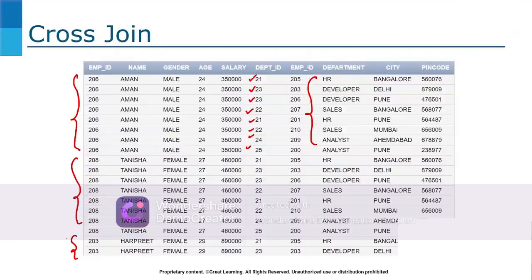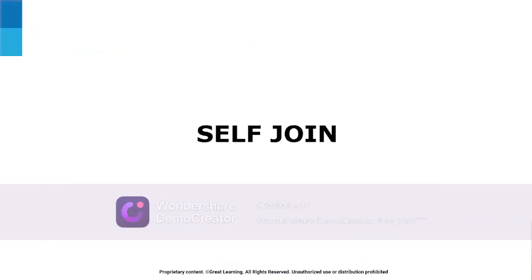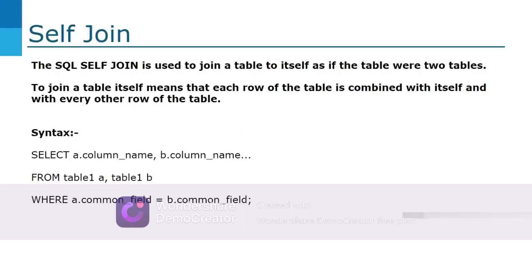This example certainly doesn't look good when you talk about cross join, but we have other examples which will explain why we use cross join. The next one is self join, and this is the last one. Let's understand how self join actually works. The SQL self join is used to join a table to itself as if the table were two tables. We have seen a lot of joins: inner join, left join, outer join, right join, natural join, cross join, and a lot of variations in these joins, right?